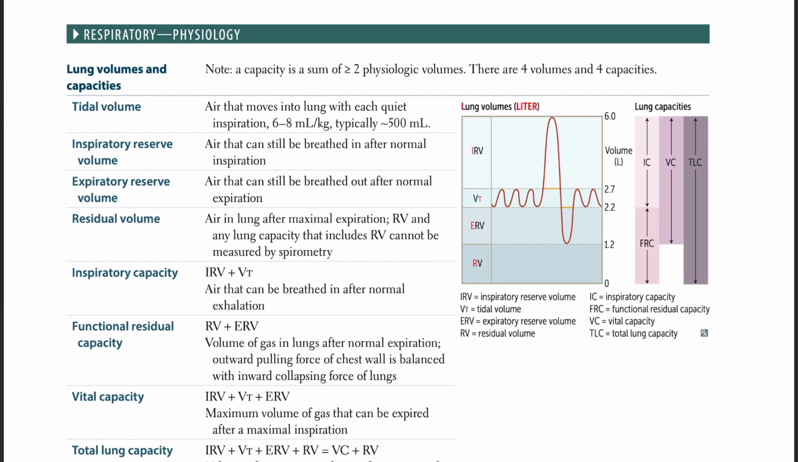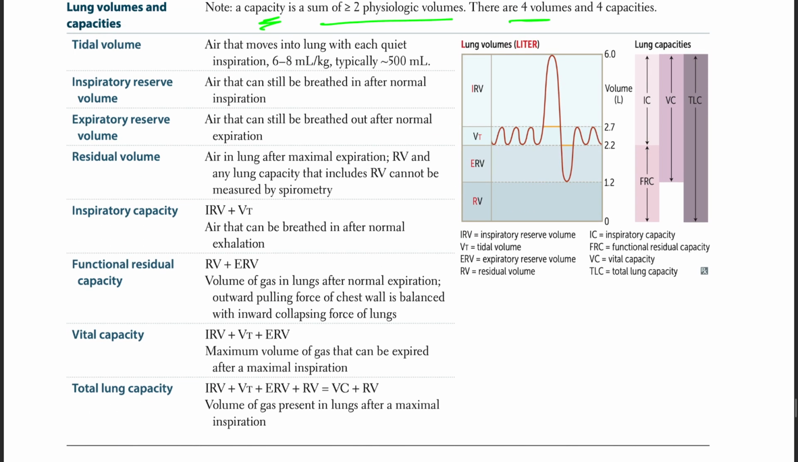Okay, what do we have? Lung volumes and capacities. Simple but high yield, so let's talk about it. A capacity is always a sum of two or more things, and a volume is just a single thing. There are 4 volumes. Tidal volume, TV, or VT, my bad. So tidal volume, VT.